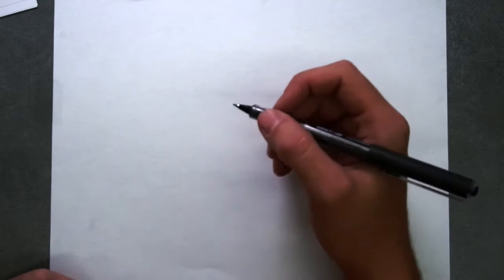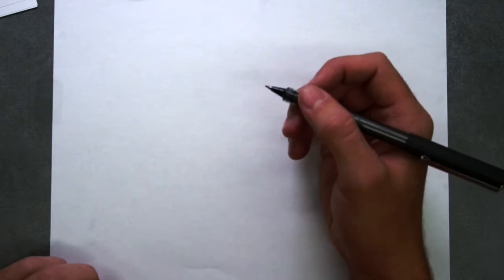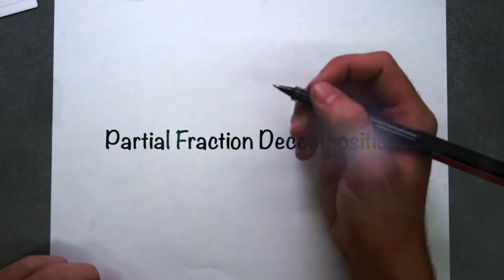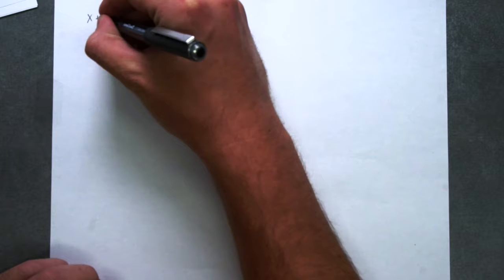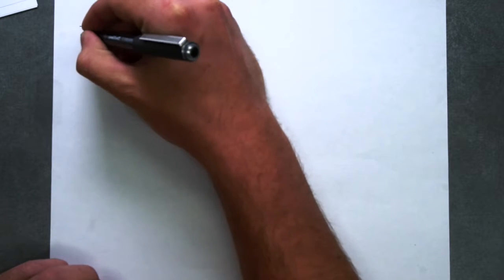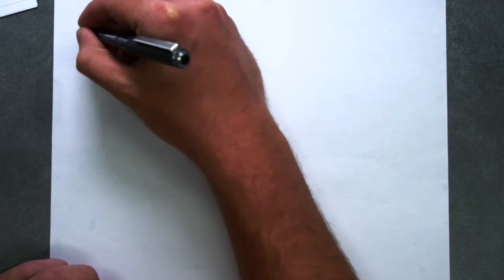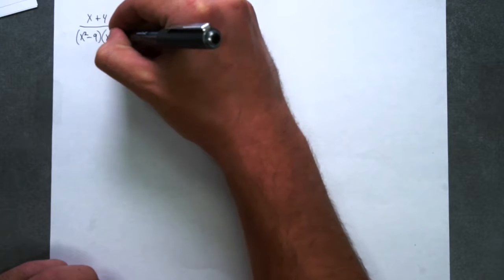Hello, this is Ellie from the Math Center, and today I'm going to be showing you how to do partial fraction decomposition. We're going to start with an example of (x + 4) / ((x² − 9)(x + 3)).